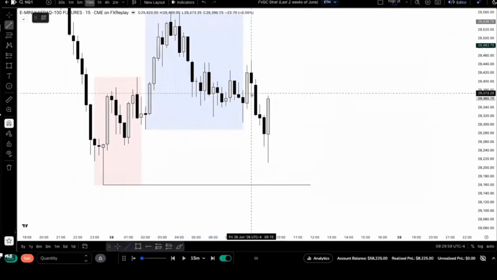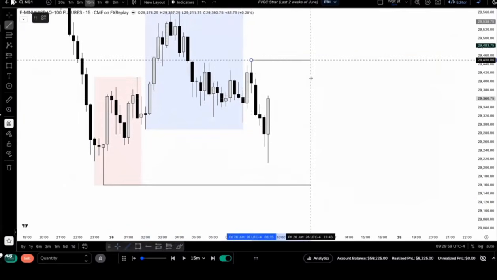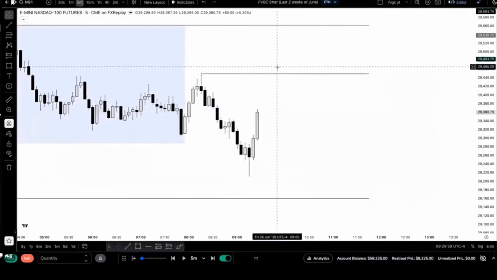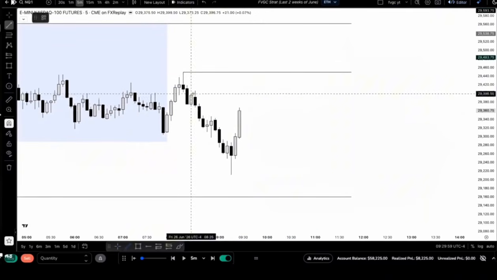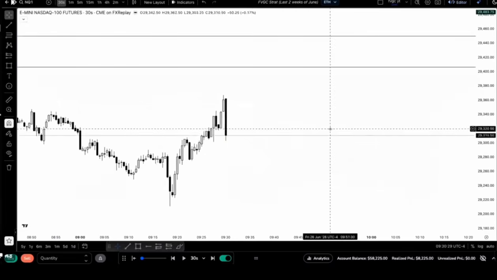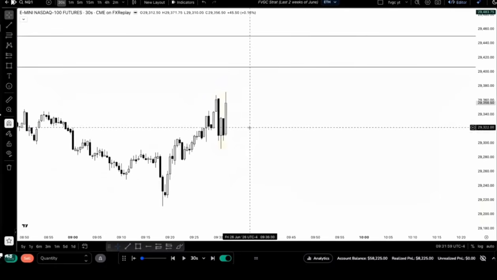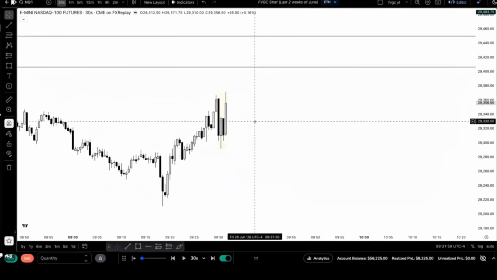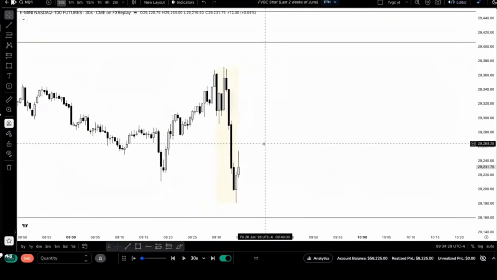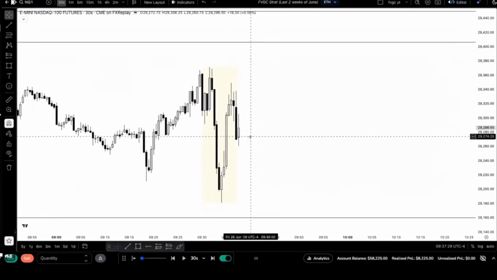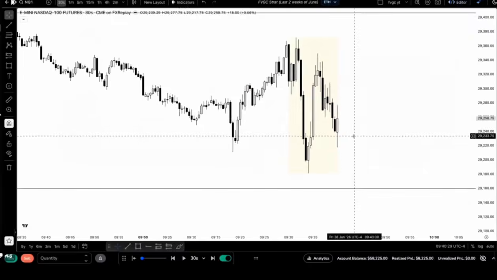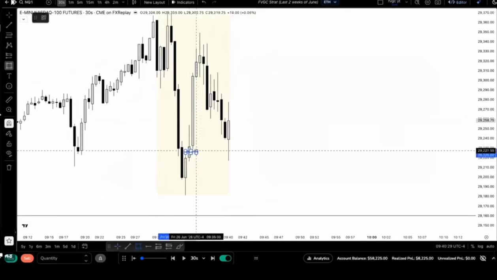Asia lows resting. London highs resting. Bunch of unfilled 5s that we're currently in. And yeah, so market opens, we dump into nothing. Now just waiting for any setup, to be honest. Looking quite choppy so far. Not really seeing much. This could be our setup.